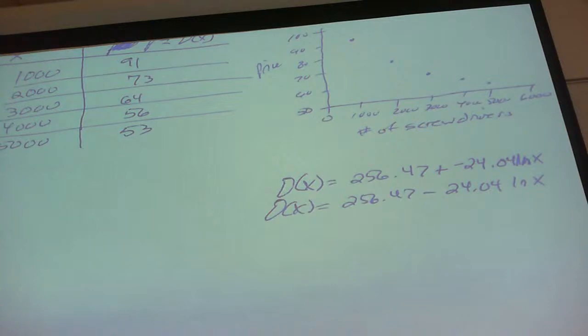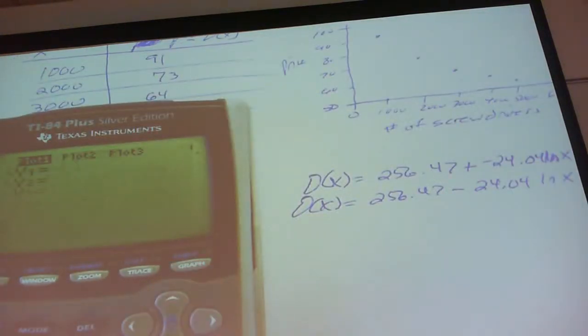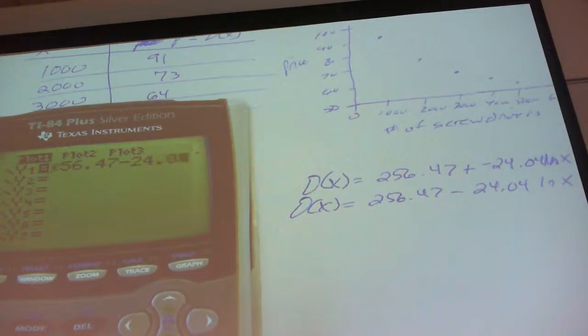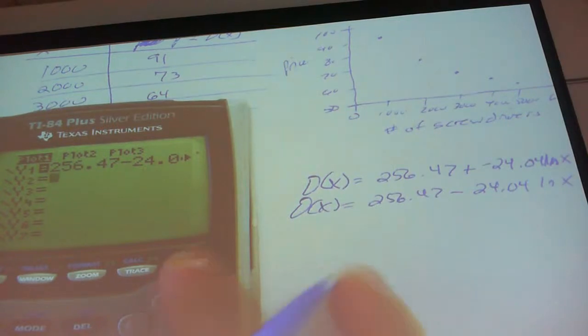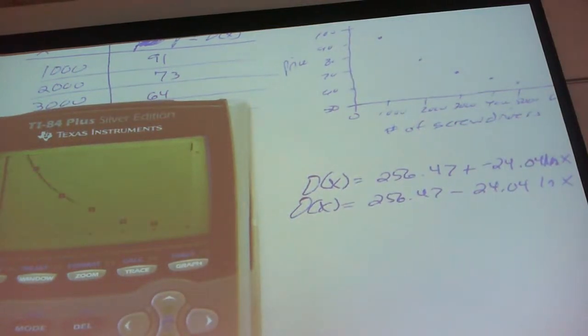But to make sure it's correct, I'm going to go to y equals and type it in: 256.47 minus 24.04 ln x. We know what that button is. Hit graph, and the line should go right through the dots. We okay?